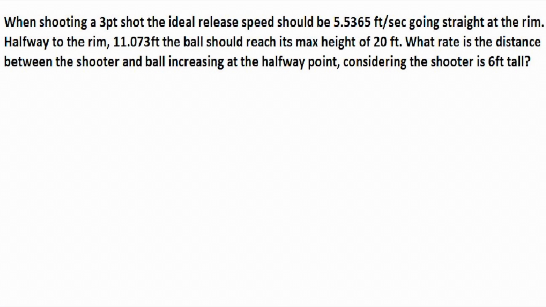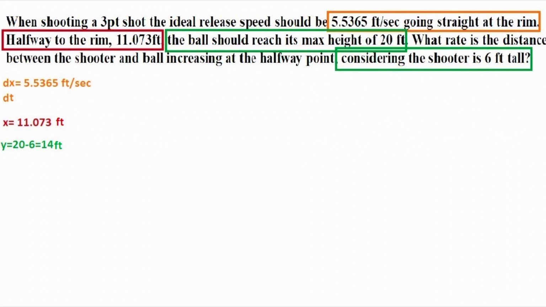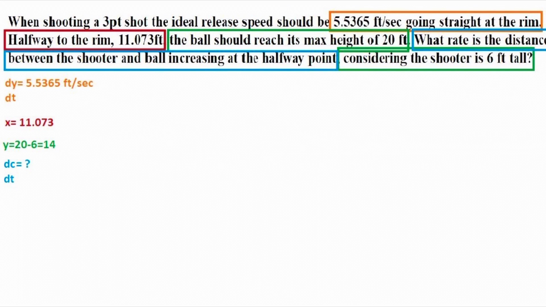The first thing I usually do is write down everything that is given to me. Okay, first in the yellow, we have dx/dt equals 5.5365 feet per second. And then we have x equals 11.073 feet, and y equals 14 feet. We got all of that information from the problem. Now you see what you are trying to find, and that's what is in the blue, dc/dt.